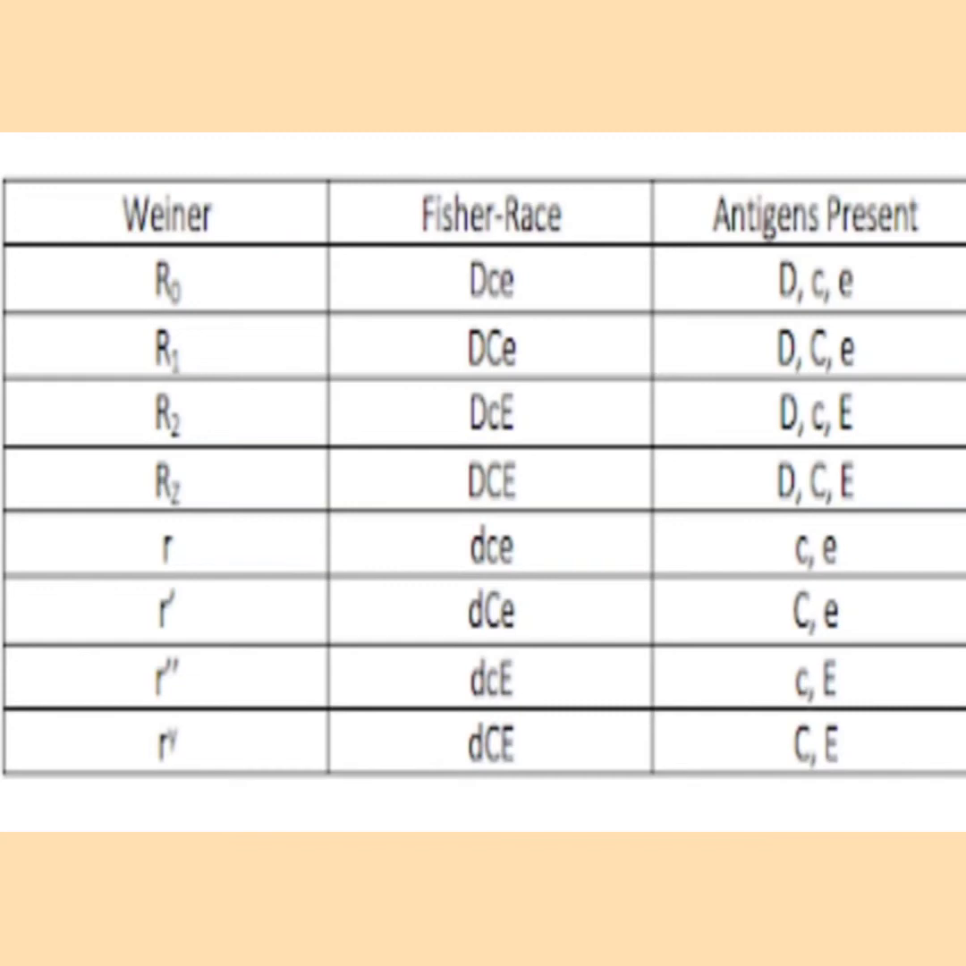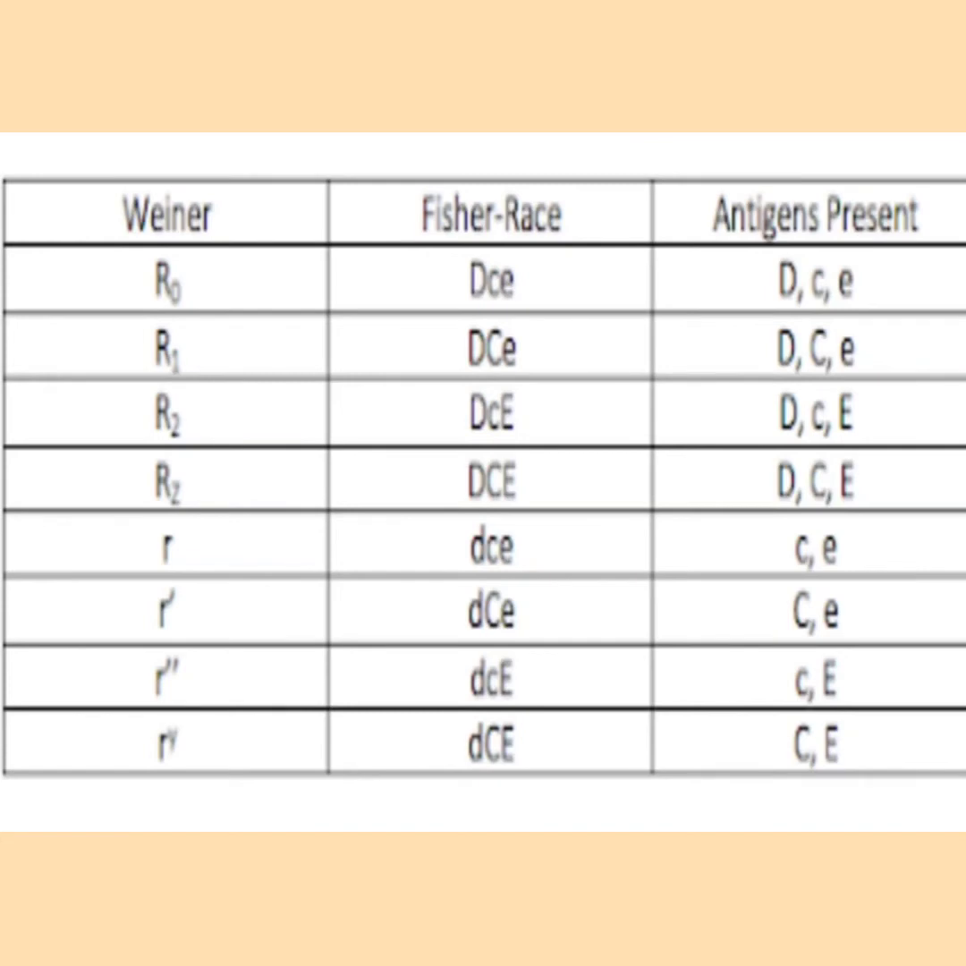R to the power of 2: capital D, small c, capital E, and the antigens present are capital D, small c and capital E. R to the power of Z, which is the capital alphabets of D, C, E. The antigens produced are capital D, capital C, capital E. Now the recessive allele r, the Fisher-Race dce, is the formation of alleles and the antigens present are small c, small e.